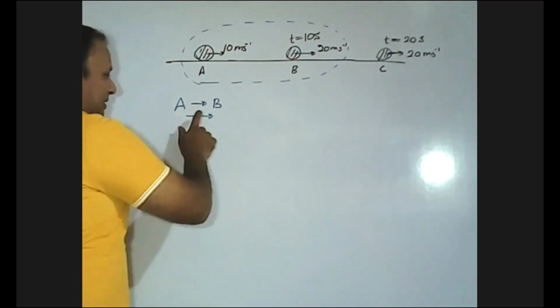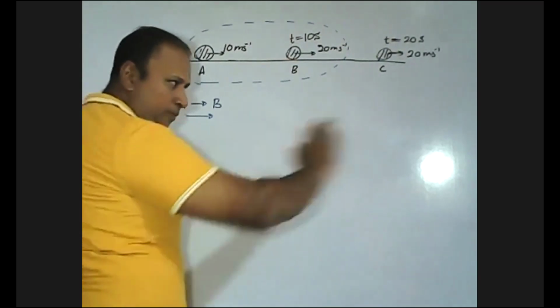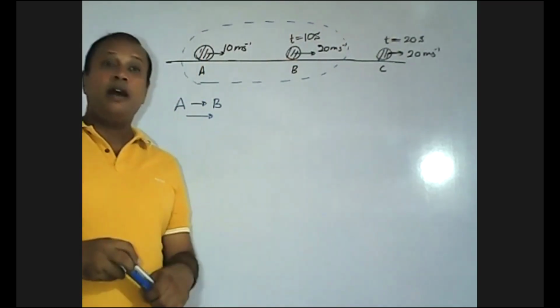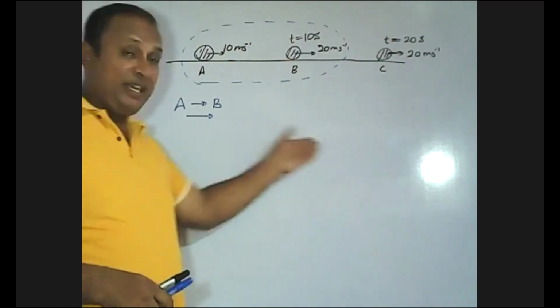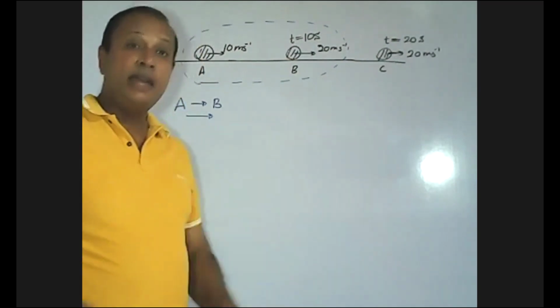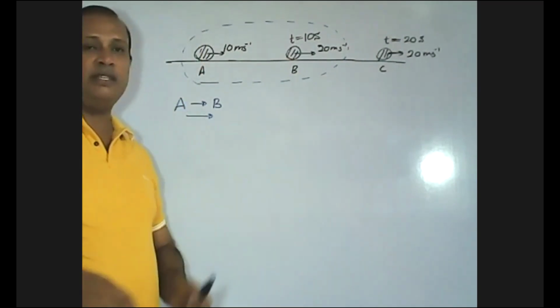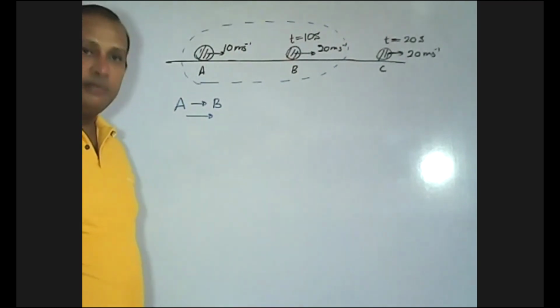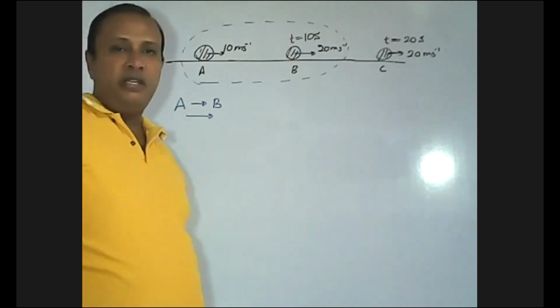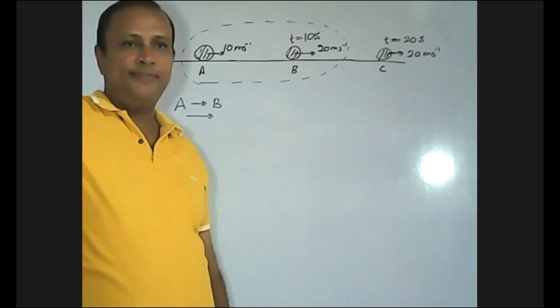Okay. This symbol means you are going to take the vector quantities in this direction as positive vectors, and the vectors in the opposite direction will be negative vectors.